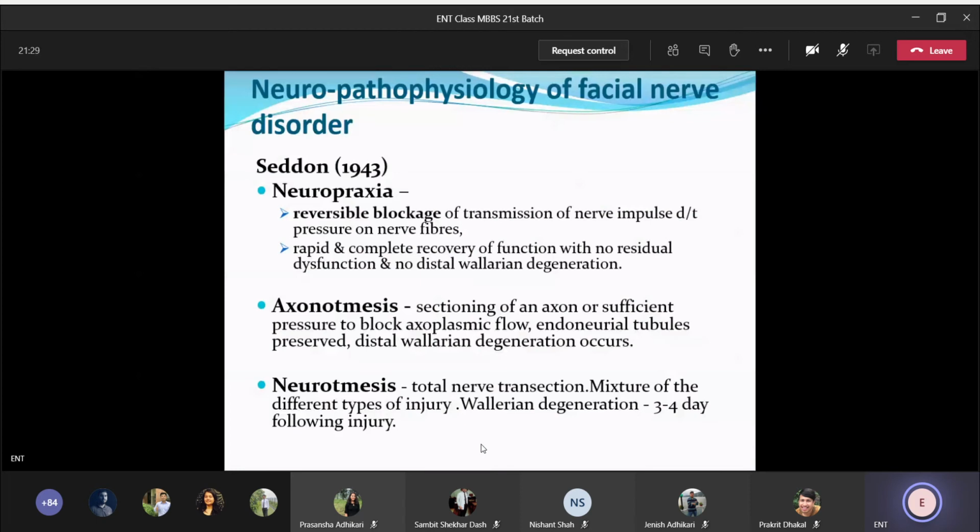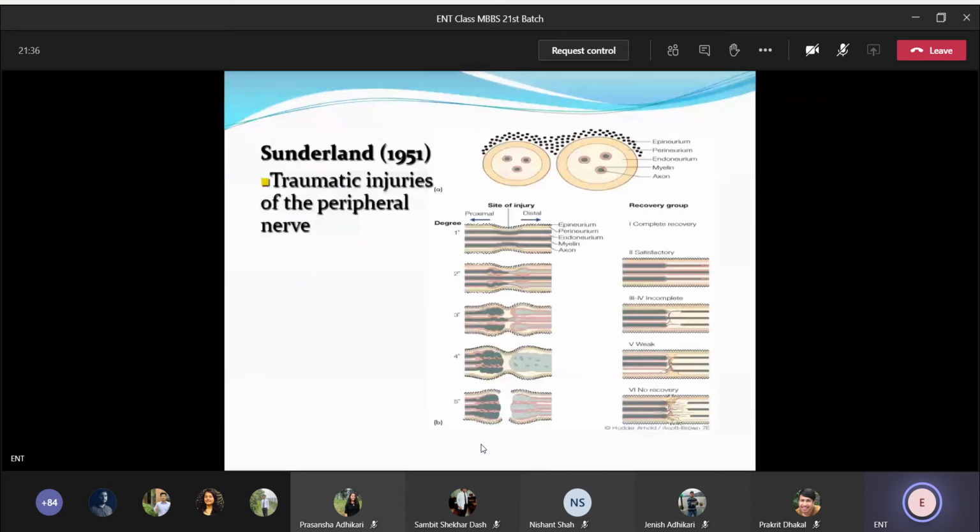Other classification is Sunderland's classification. It is divided into 5 grades. First one is neurapraxia. Second, third, fourth is the axonotmesis, and the fifth one is the neurotmesis. So this is the first degree, complete recovery; second, satisfactory recovery; 3 to 4, incomplete; fifth, weak recovery; and sixth, there is this recovery. The other is the House-Brackmann classification.